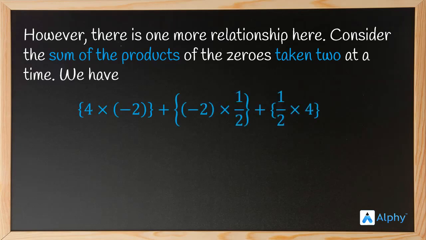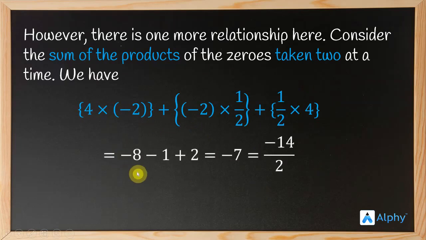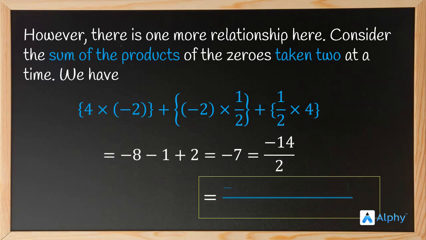So you can see here that we are taking two zeros, which are 4 and minus 2, multiplying them, adding them with the product of these two zeros and then adding them to the product of these two zeros. So from here what we get is minus 8 minus 1 plus 2, which is equal to minus 7, which can be written as minus 14 by 2. And when you see this, you are going to get this expression.